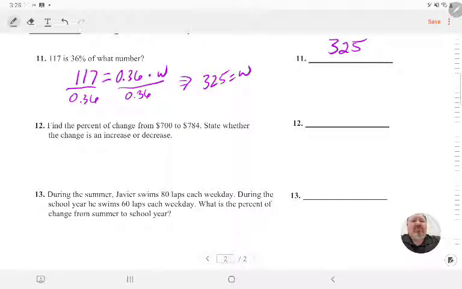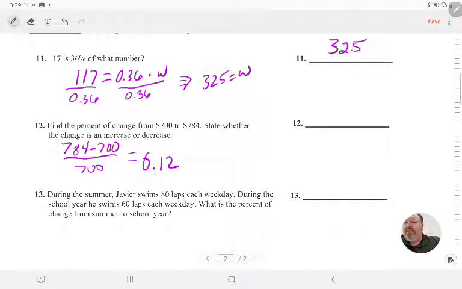Find the percent of change from 700 to 784. State whether the change is an increase or decrease. So it's the final minus the original divided by the original. So 784 minus 700 divided by 700 is going to give me 0.12. And then I would times that by 100, and I get 12%, and it's an increase.